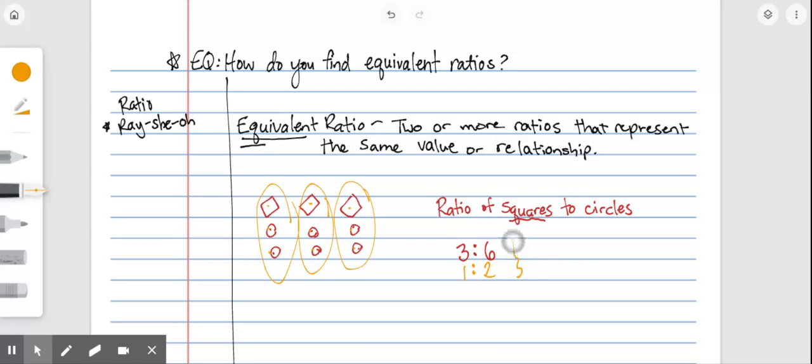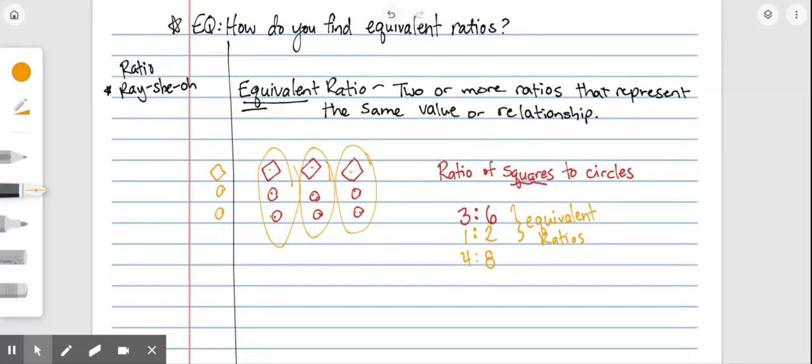These are equivalent ratios because they represent the same relationship. It's the same sort of thing. If I put another set of a square and a bunch of circles, then I would have 4 squares to 8 circles. And this would also be an equivalent ratio. These are all equivalent ratios. So that's what an equivalent ratio is.